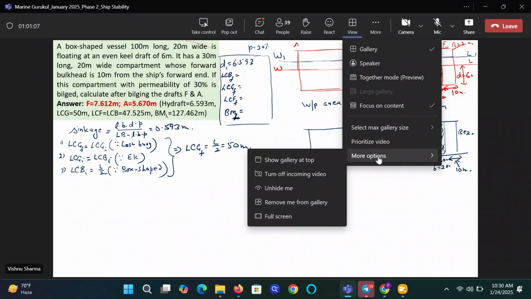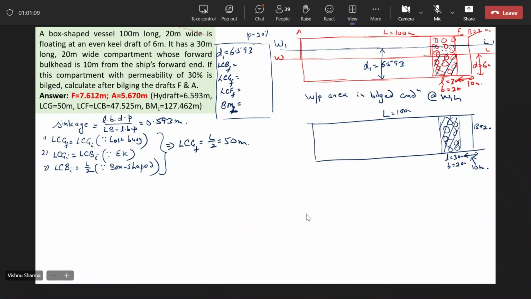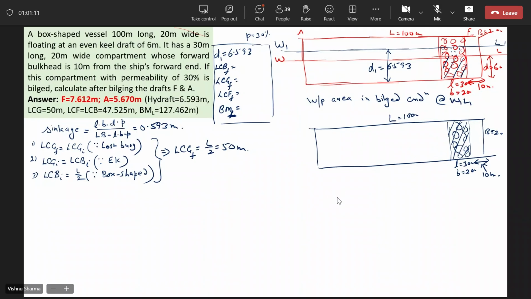So here, though no calculations were required, we can qualitatively make an inference that LCG final is 50 meters. Anybody has any questions? Out of 5 things, 2 things are already there on the board. Everybody's good about it? Yes, sir. Okay. Now, let's calculate LCB final.